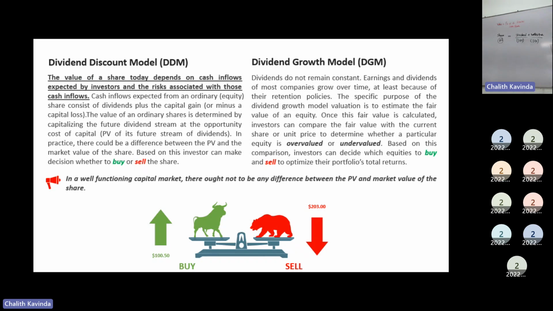Now we have something called single period. So, the dividend valuation model. When it comes to the dividend valuation model, according to your level, we have two types: single period valuation, and the other one is multi-period valuation. Can you all hear me? Single period valuation and multi-period valuation.